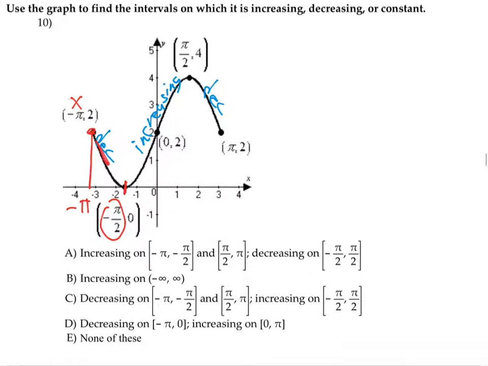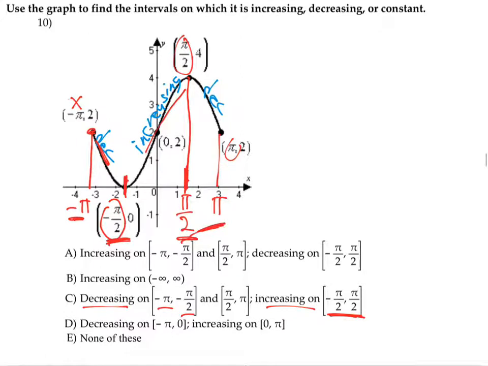So it's decreasing from negative pi to negative pi over 2. That's looking good so far. And then from negative pi over 2 to this one's x value, what's this one? Pi over 2. Again, just the x value. From negative pi over 2 to pi over 2, it's increasing. And then from pi over 2 to this spot, pi, again just the x value, it's decreasing again. It's C. So it's all about the x values of the points that tell you the intervals in which it's decreasing, increasing, decreasing.